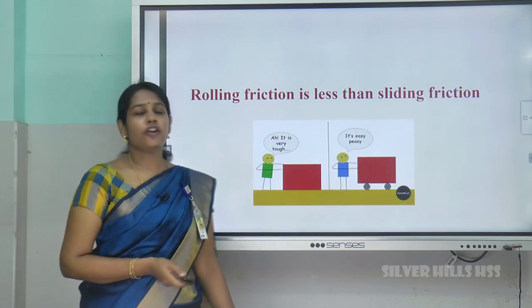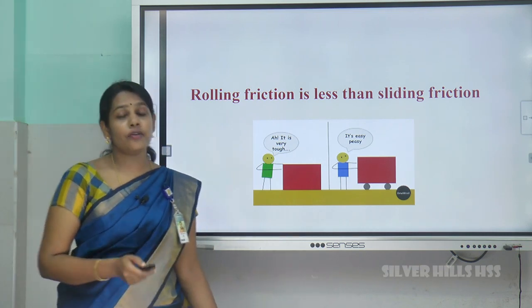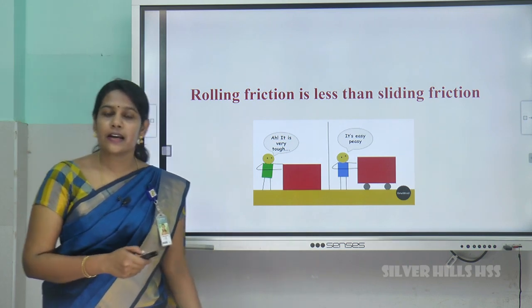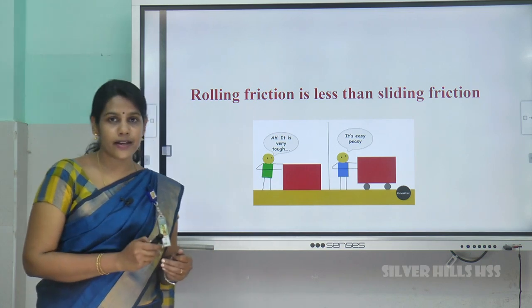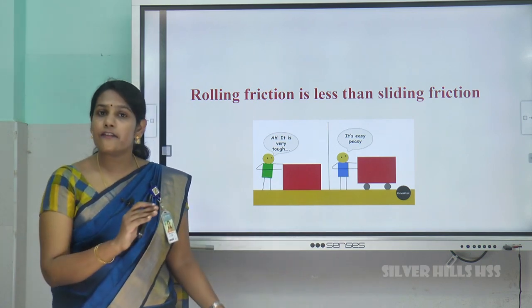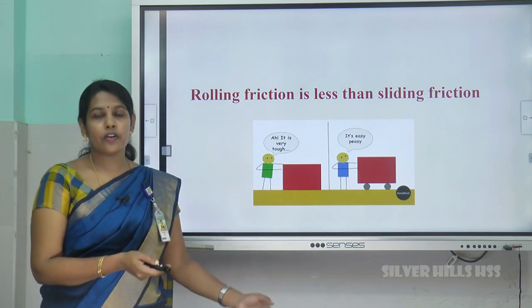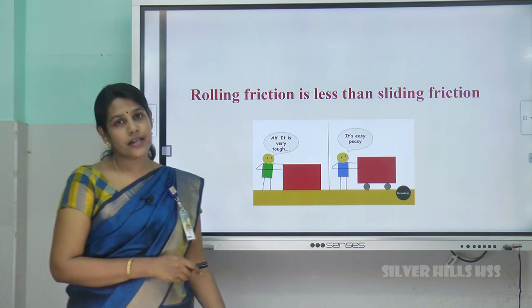It is said that rolling friction is less than sliding friction. We all know that it is easy to move a trolley. Why is it easy? Because you can see small wheels under the trolley bag in the form of rollers, which help us to move it easily. So always rolling has less friction when compared to sliding.